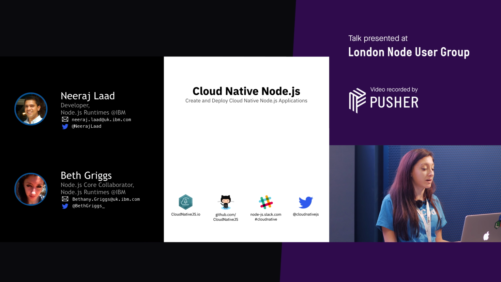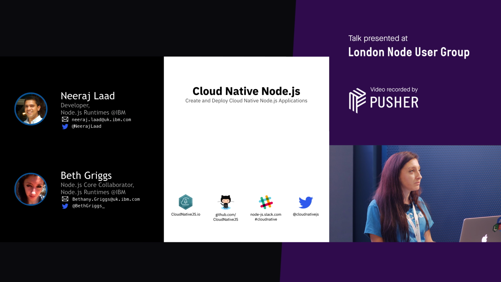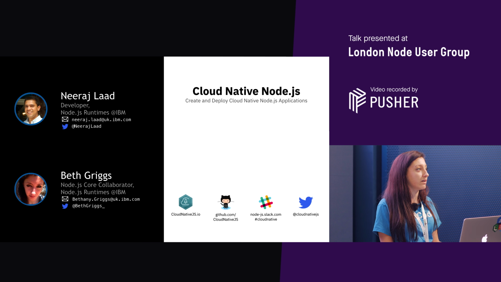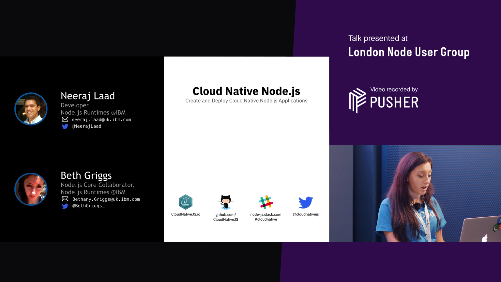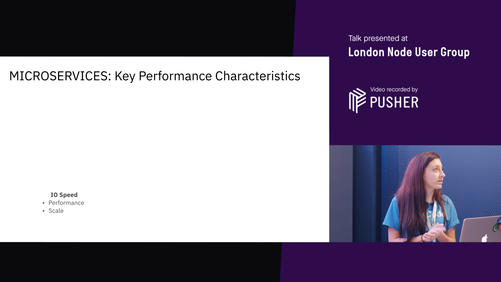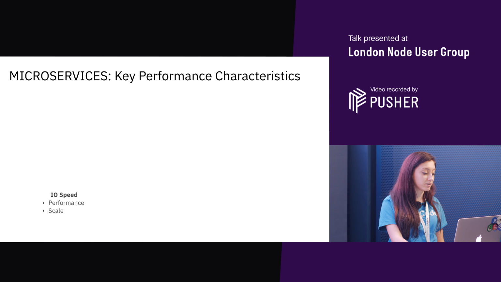What we'd like to talk to you about today is Cloud Native Node.js. So a Cloud Native application is just an application that's designed to leverage cloud capabilities. First, a bit of background as to why Node is so good in the cloud, and also for microservices.